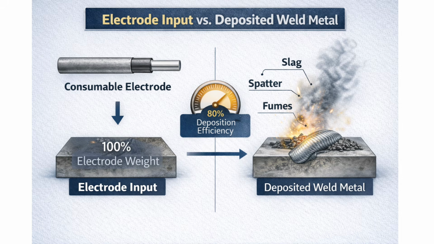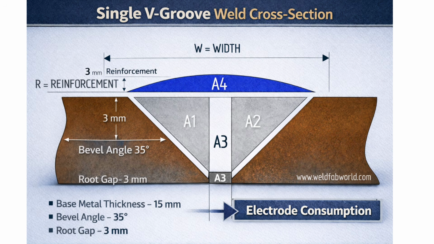In welding, electrode, or filler metal, is consumed as it deposits molten metal into the joint. Calculating how much electrode your job requires helps you estimate cost, procure the right amount, and reduce waste. Different welding processes, like SMAW, GMAW, FCAW, or SAW, have different deposition efficiencies, meaning not all electrode weight becomes weld metal. Let's do a simple calculation.